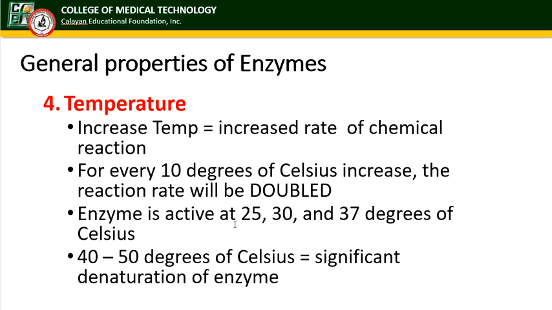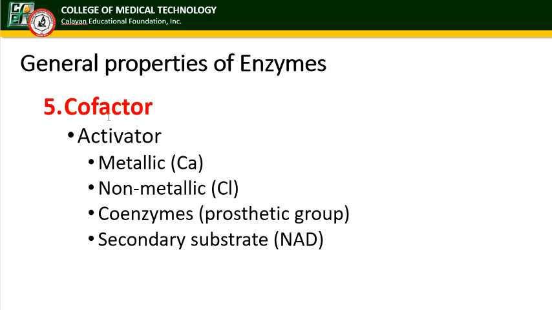So enzyme is active at 25, 30, and 37 degrees Celsius. So kapag 40 to 50 degrees Celsius na, significant denaturation of enzyme. So kapag nandito ka sa range na to, 40 to 50, masisira or mawawala na ng bisa yung ating enzymes. Cofactor. So, activator, metallic, non-metallic, coenzyme, and secondary substrate.